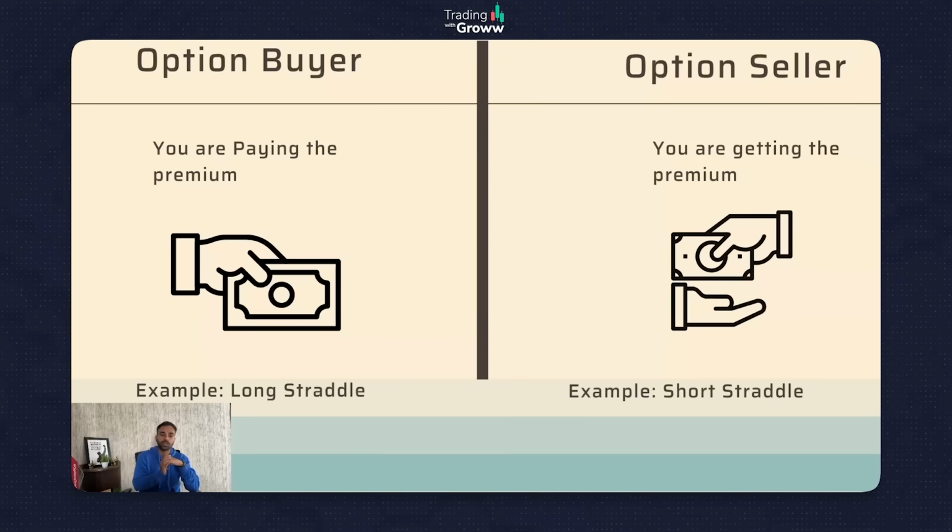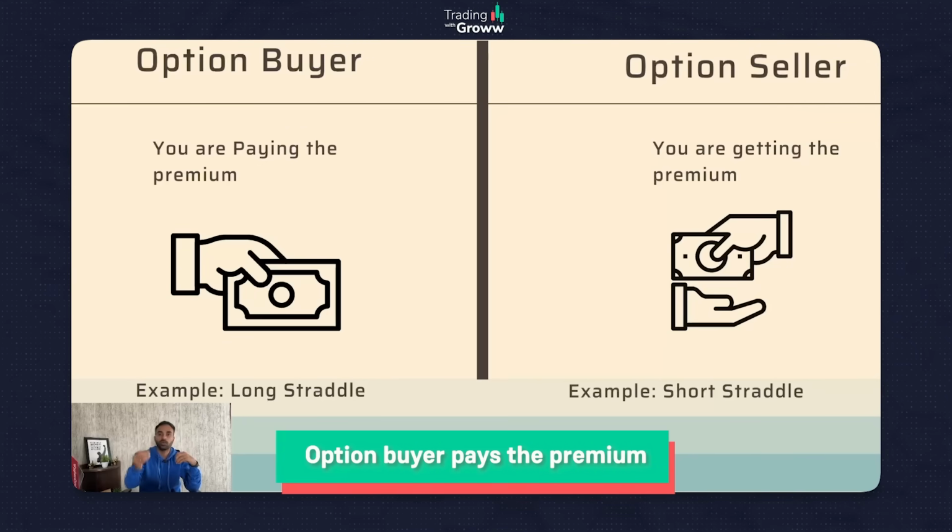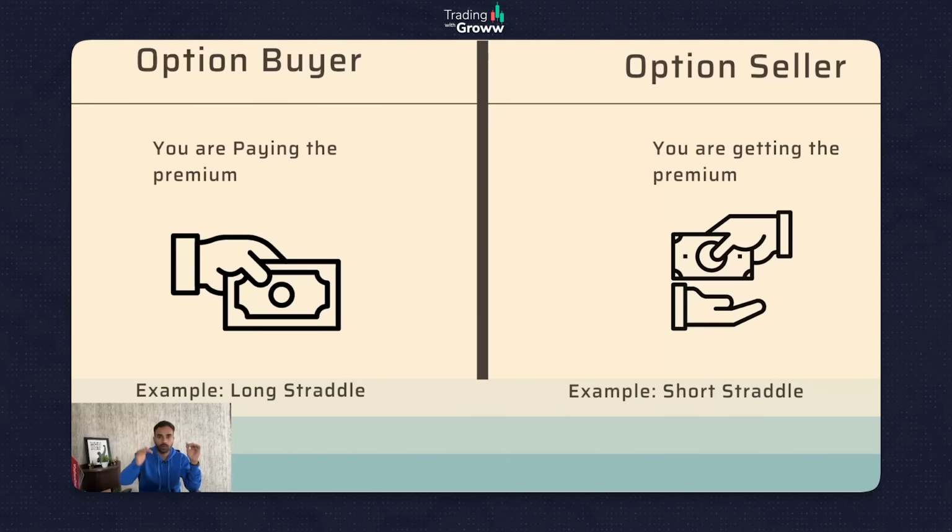First and foremost, with respect to option buying and option selling, there is a major difference in the overall transaction that happens. If you're an option buyer, you are the one paying the premium. Suppose Bank Nifty is trading at around 40,000 level, and you want to buy a call option at 40,000 level. If that 40,000 call option is trading at 100 rupees, then you are the one paying that premium of 100 rupees.